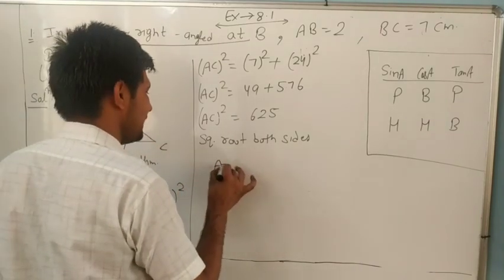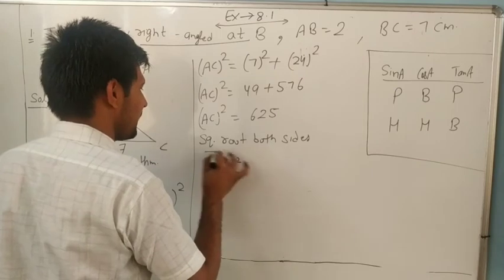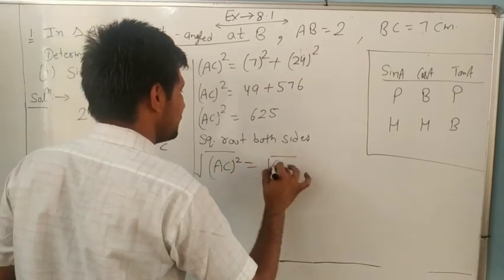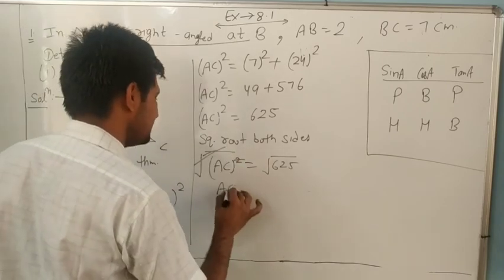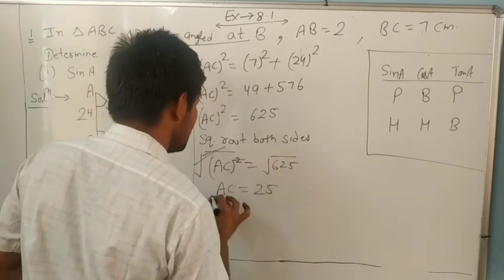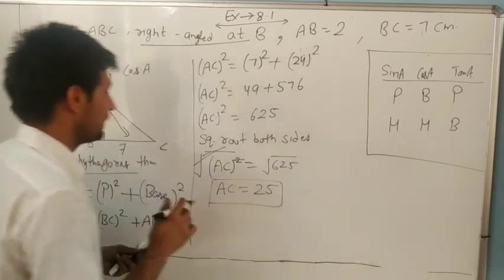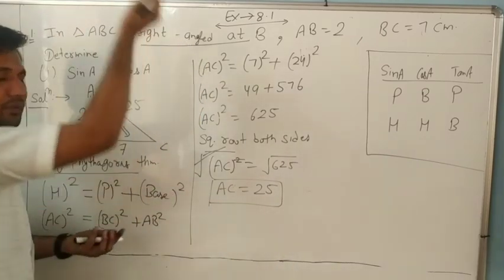Otherwise, you can write AC square root on both sides like this. The square cancels with the square root, so AC is 25 centimeters. Now yes, it's finished.